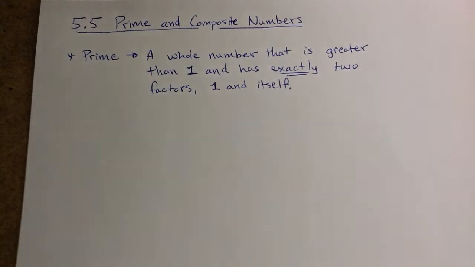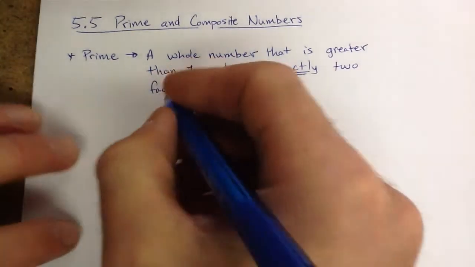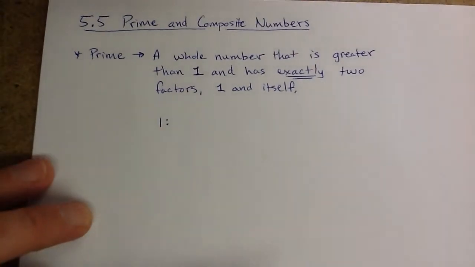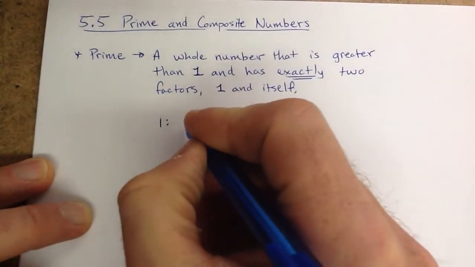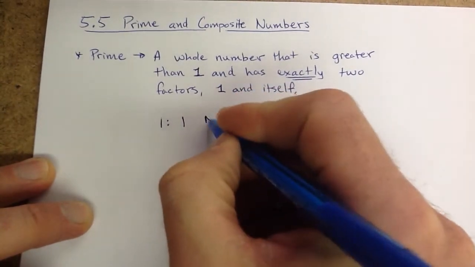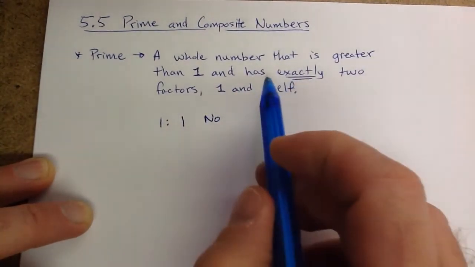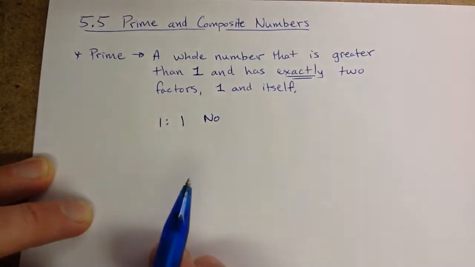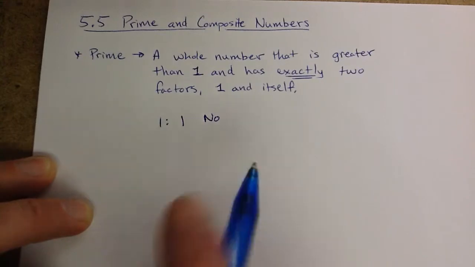Okay, let's look at some examples of those. Let's just start low. Let's start with 1. Now, is 1 a prime number? Well, let's see, what are the factors of 1? Only 1. So this would not be prime because it has to have exactly two factors. Well, 1 only has one factor, itself.